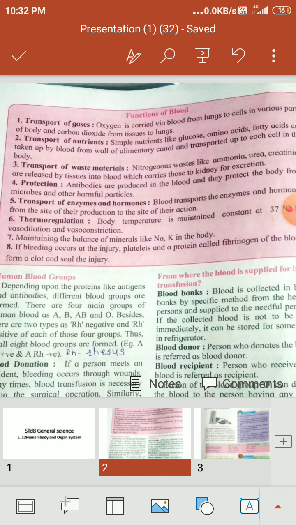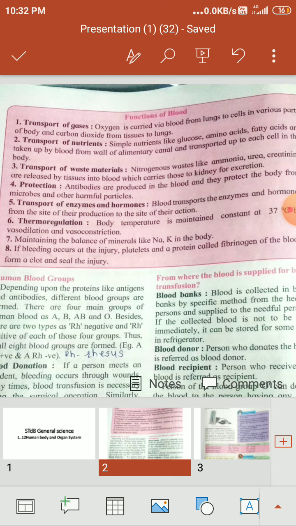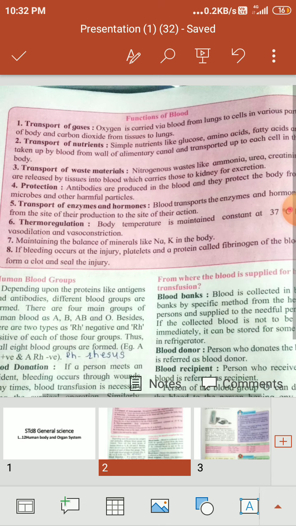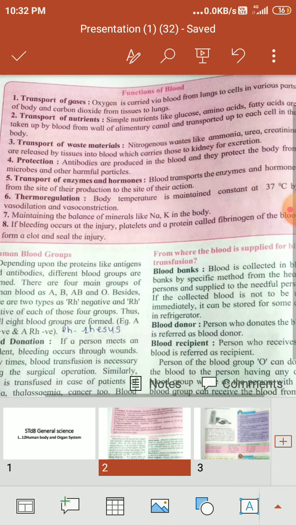Maintaining the balance of minerals like sodium and potassium. If bleeding occurs at an injury, platelets and a protein called fibrinogen in the blood form a clot and seal the injury. Those are the main functions.